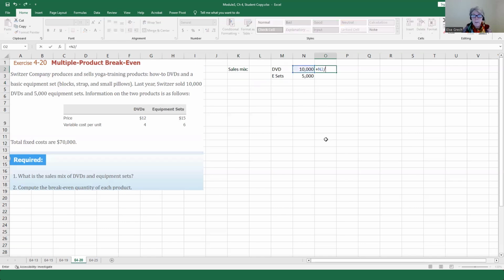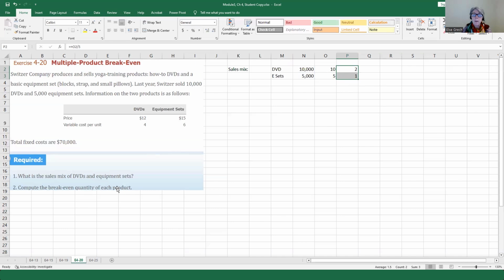So if I take this and I divide it by 1,000, I can see it's 10. If I take this and divide it by that same 1,000, it's now 5. If I take this and divide it by 5, it's now 2. If I take this and divide it by 5, it's now 1. So for every 2 DVDs, I sell 1 E-set. So keep in mind when you're looking at the sales mix, you want to bring it down to the lowest common denominator. It's a lot easier to calculate if we do that.